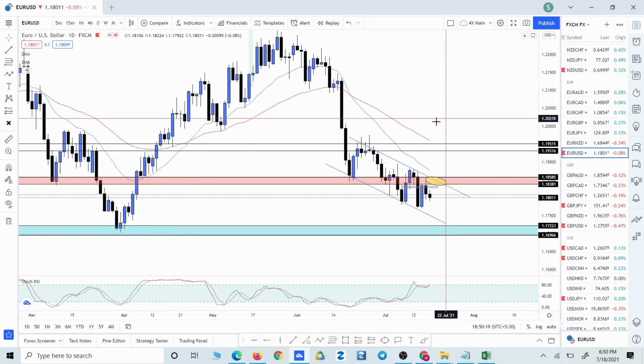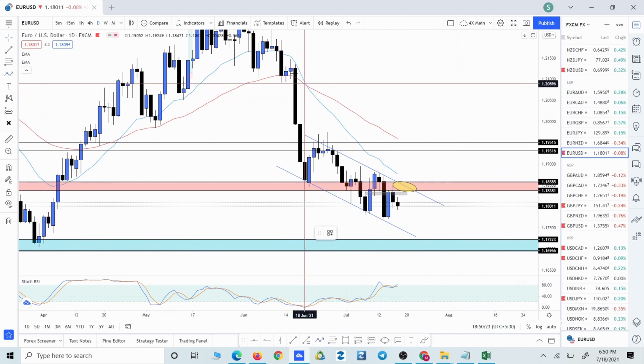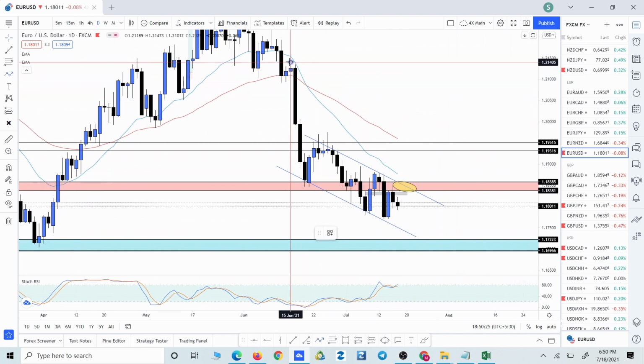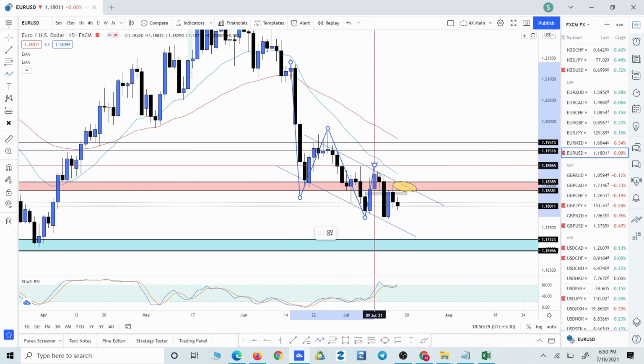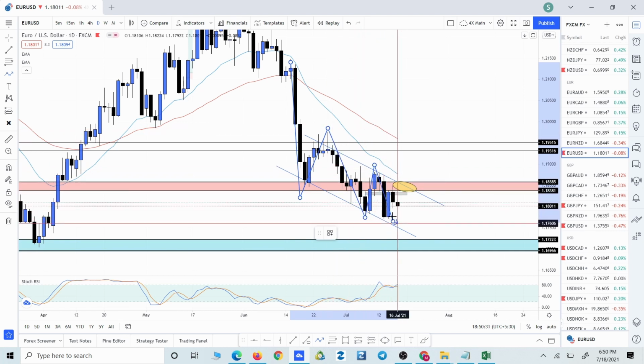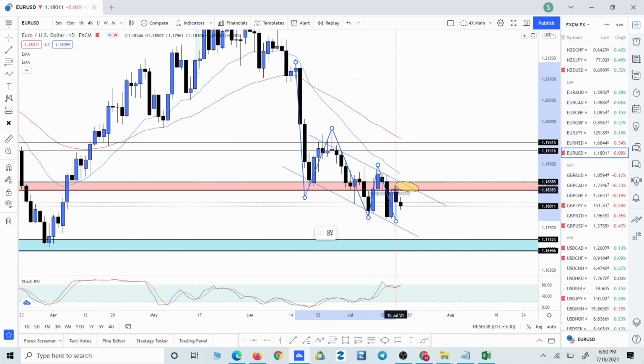On EURUSD, guys, this pair is also in a continuous downtrend, making consistent lower lows and lower highs. Starting from here, we can say low, lower high, lower low, lower high, and lower low. Once the price made this lower low, we predicted the price to retrace back to this strong resistance zone.